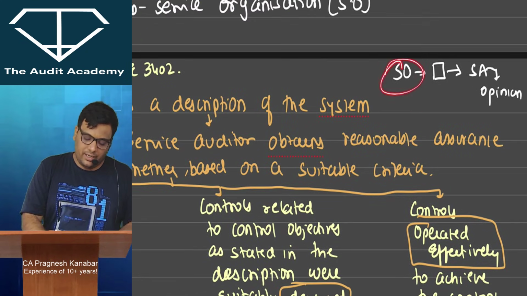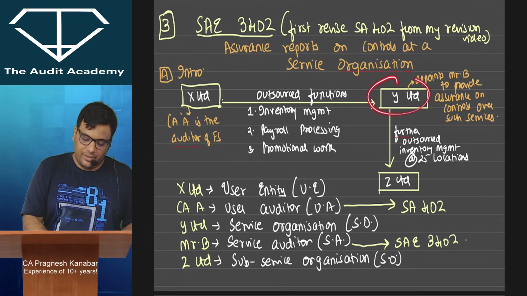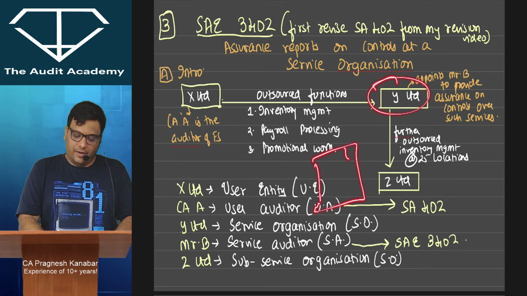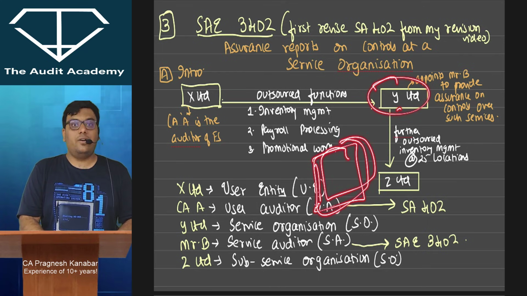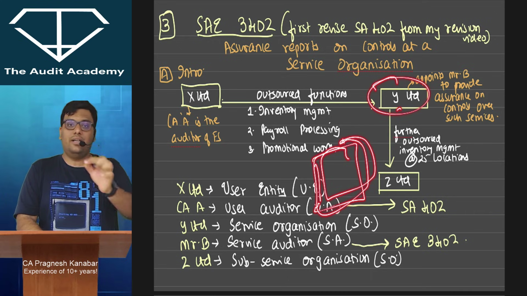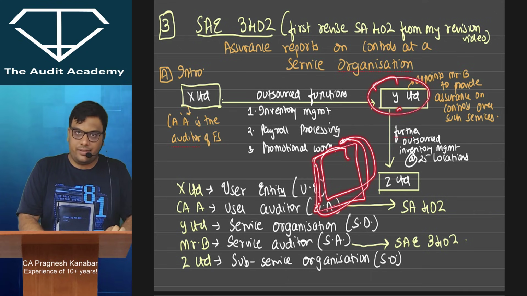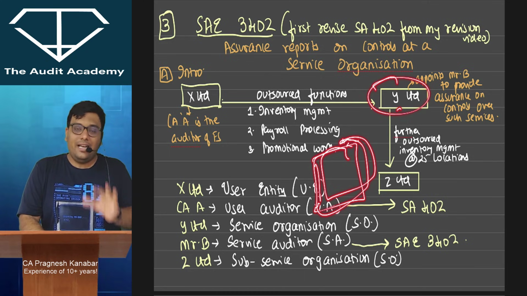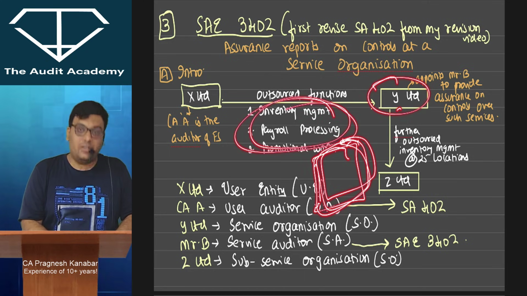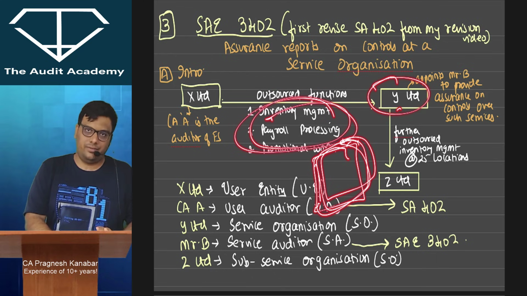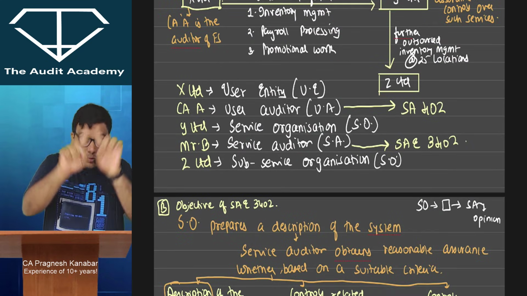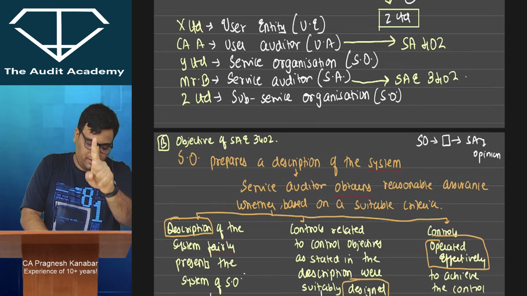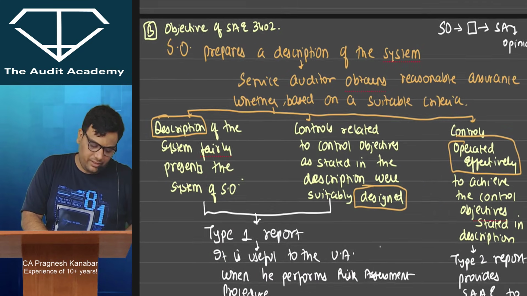This service organization, this Y Limited, will prepare a document. Y Limited will give all the description of the services and all the controls and stuff that it has implemented. So Y Limited will give the description of its whole system for these particular services. Then Mr. B will go through that, and Mr. B, the service auditor, will be worried about 3 things.